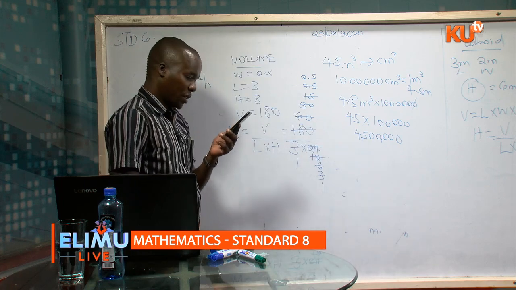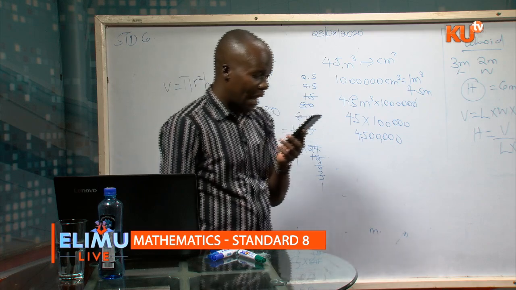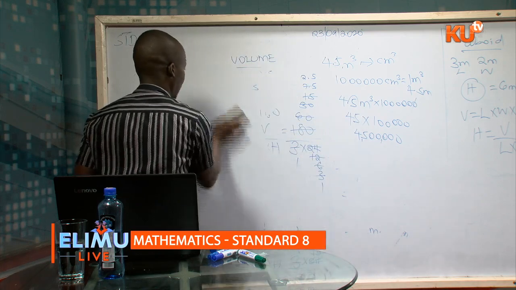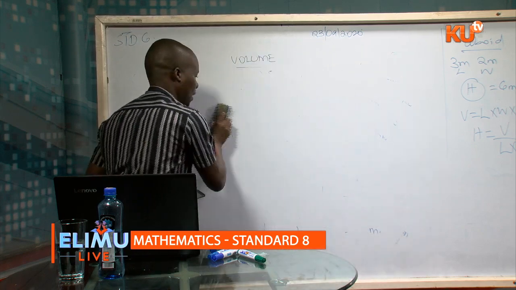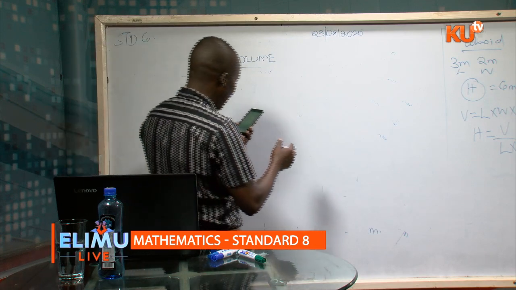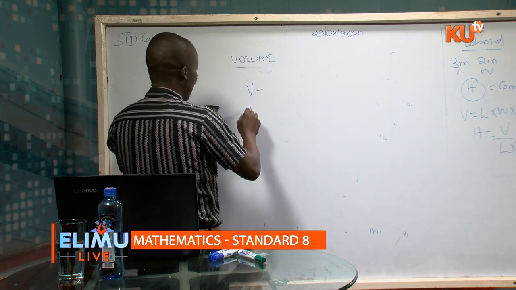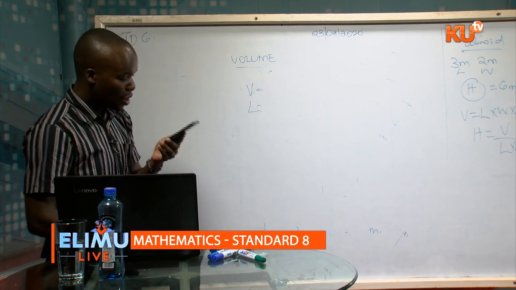Now, I have a question. What if they tell you that you have the volume and the length, and then tell you to look for the height and width? What do you do?